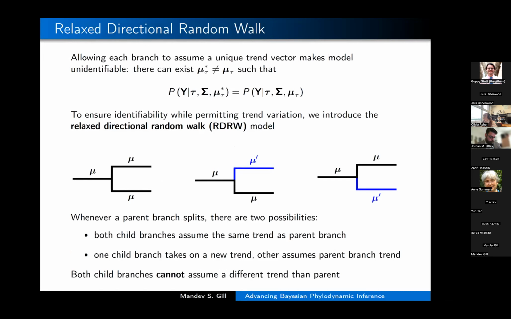Unfortunately, allowing each branch to assume its own unique trend vector can lead to problems where different collections of trends yield the same likelihood. So to ensure model identifiability while still permitting variation in trends, we introduce some restrictions that give us what we'll call the relaxed directional random walk. The restriction is that whenever a branch splits into two child branches, either both child branches inherit the trend associated with the parent branch, or one of the child branches assumes a new trend while the other child branch inherits the trend of the parent branch.